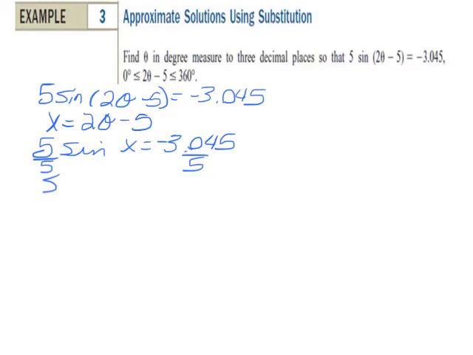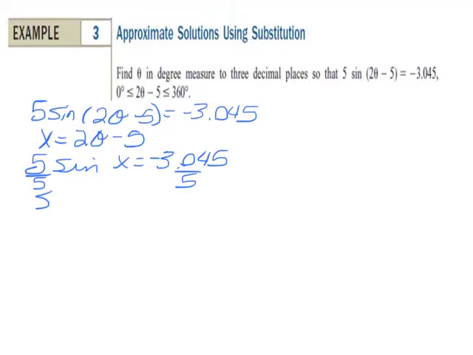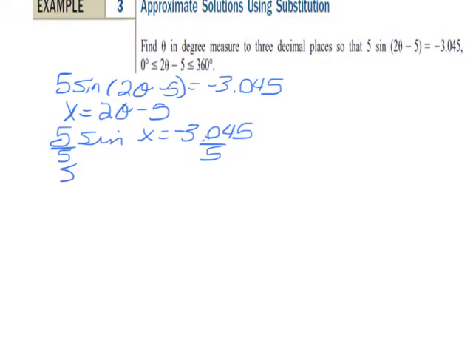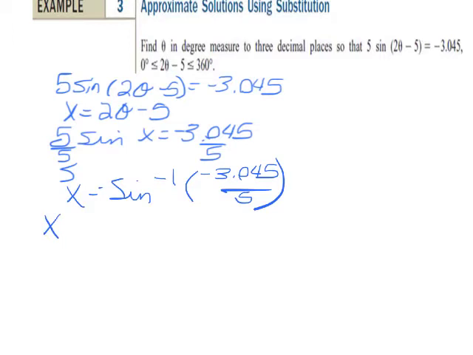And now we want to get x by itself, so we're going to say x equals the sine inverse of -3.045 all over 5. And what you end up getting is x is equal to -37.5172 degrees.